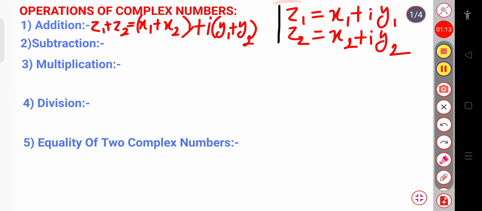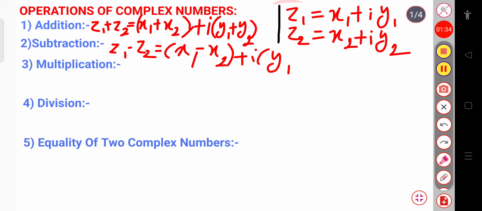Now, similarly for the subtraction, we just subtract: z1 minus z2 is equal to, similarly for the real part, x1 minus x2, plus iota times y1 minus y2.